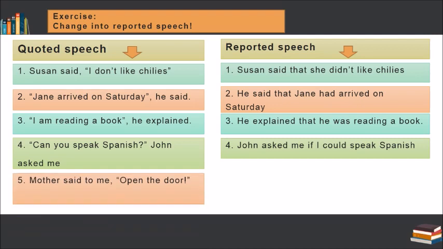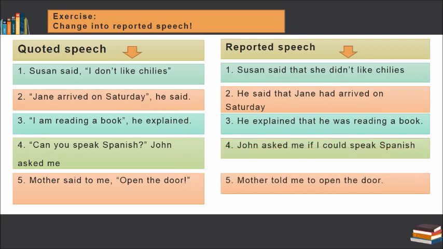Number 5. Mother said to me, "Open the door." And the reported speech is, Mother told me to open the door.